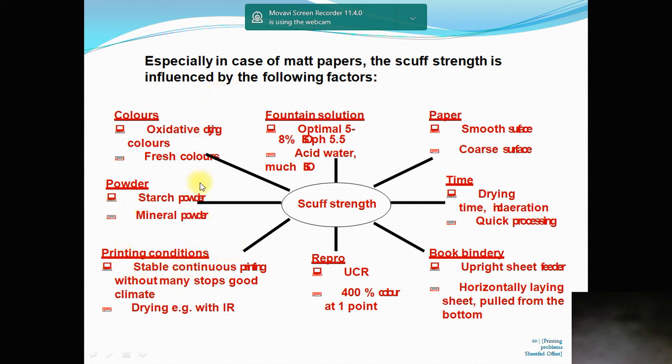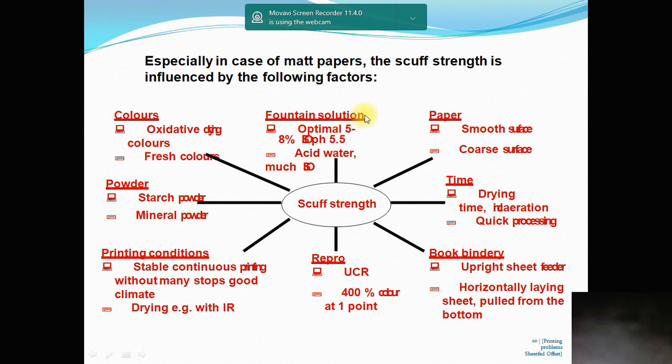And then printing conditions: stable, continuous printing without many stops and good climatic conditions increase the scuff strength, whereas drying, for example with IR, is different. If we are using IR, infrared radiation, for drying, then we will get a lower scuff strength.